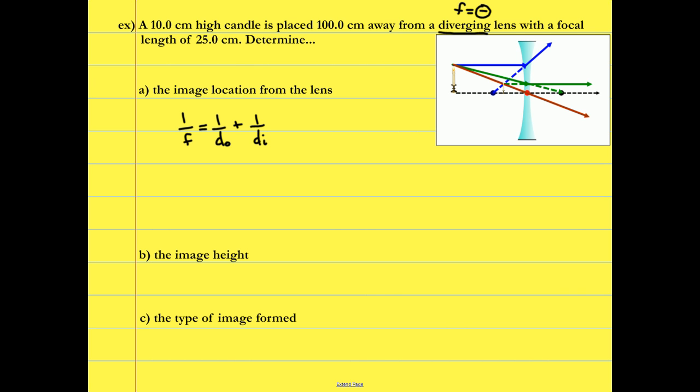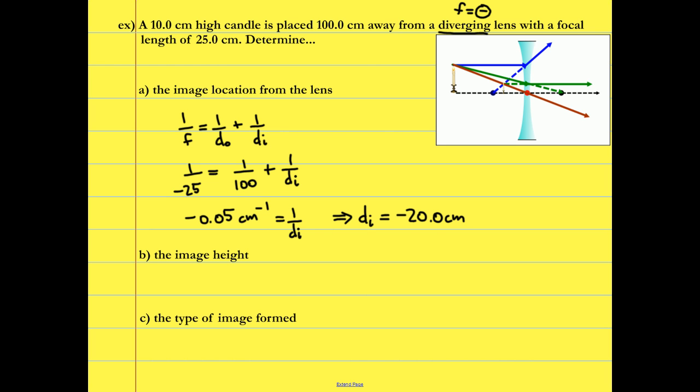If we need to find the exact image location relative to the lens, we've got to do a bit of math. So start with the lens equation and plug in what we know. The focal length is negative because it's a diverging lens. Subtract 1 over 100 from both sides of that equation, and then we're going to invert that next equation, giving us the image distance of 20 centimeters. The negative sign tells us that the image is virtual.